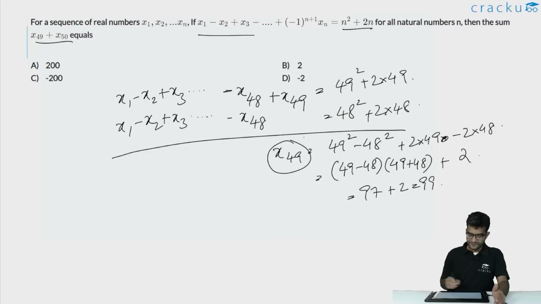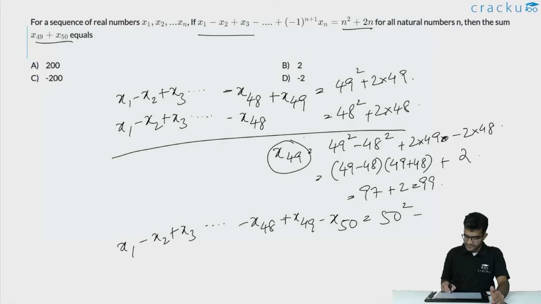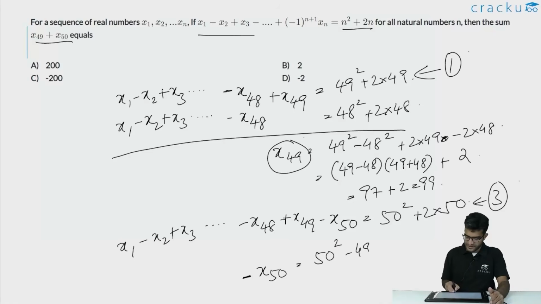Similarly, we will calculate the value of x50. So for that, we will write down the same equation, but here we will make the last term to be x50. So we have x1 minus ... minus x48 plus x49 minus x50 is equal to 50 square plus 2 times 50. Now if you subtract the first equation from the third equation, you will be left on the left hand side with minus x50. This is equal to 50 square minus 49 square plus 2 times 50 minus 2 times 49.